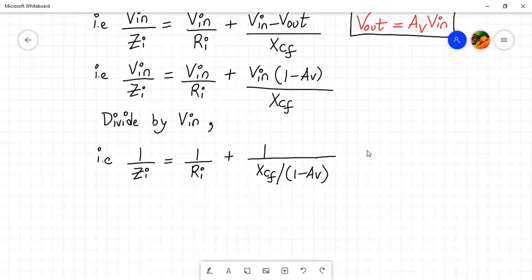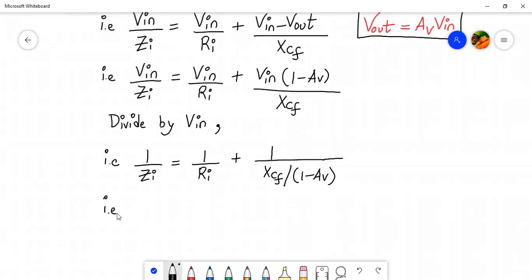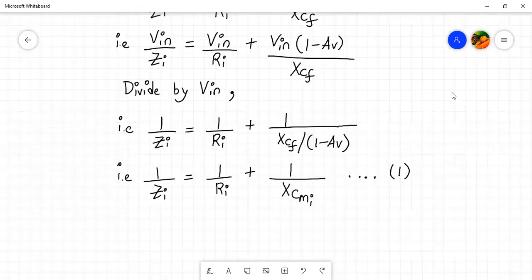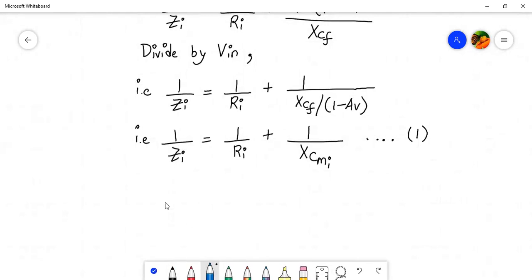Fine. So next we can write it as 1 upon Zi is equal to 1 upon Ri plus 1 divided by XCMi, right? XCMi we can write it as. Okay, so this we call equation number one. Fine. So here, what is XCMi? Let me rewrite XCMi now. So over here we have written XCMi will be equal to XCF divided by 1 minus Av.